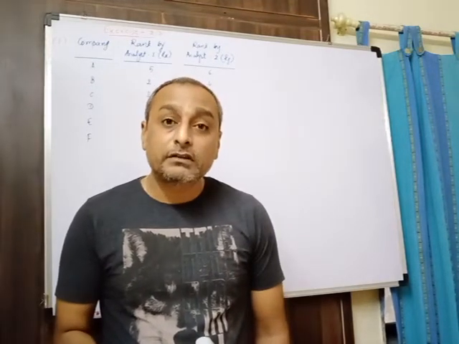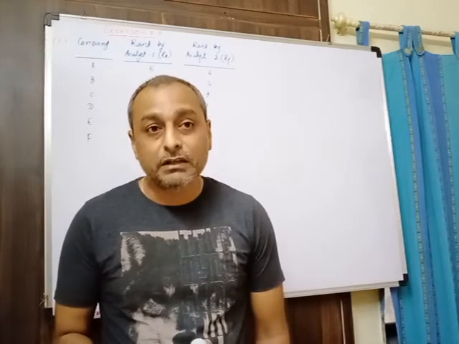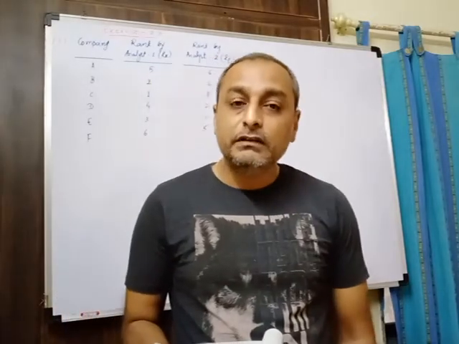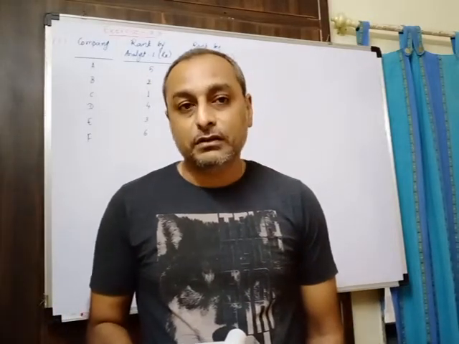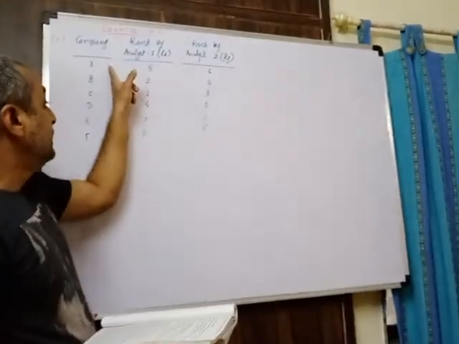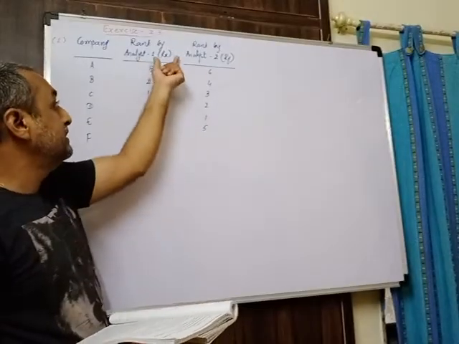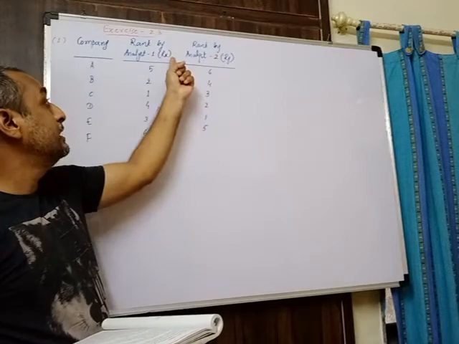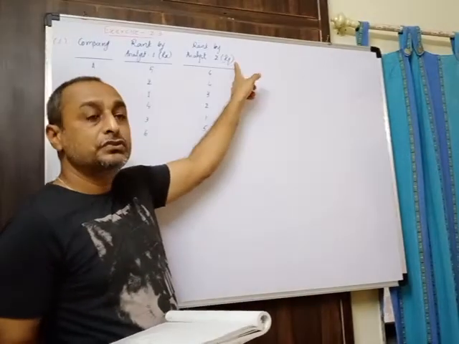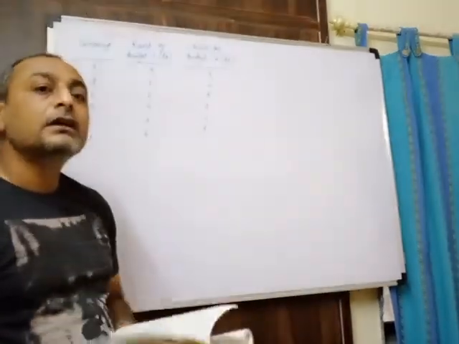In this sum, the last sentence says: find the rank correlation coefficient between the ranks assigned by the two analysts. So we have to calculate here with the help of Spearman's method only. The observations of the first sum are the ranks given by the two analysts. Ranked by analyst 1 is taken as Rx, and ranked by analyst 2 is considered as Ry. Now with the help of this, we will calculate the rank correlation.